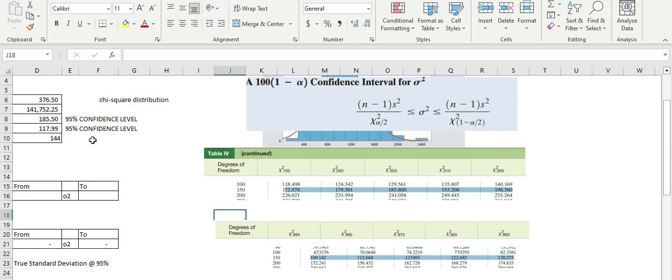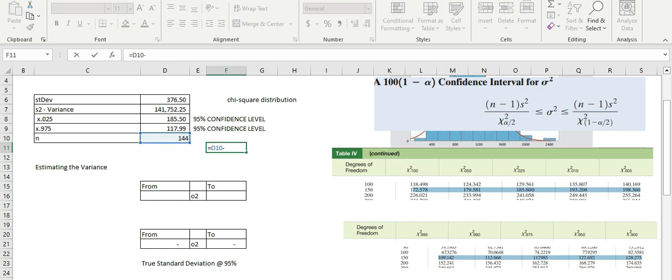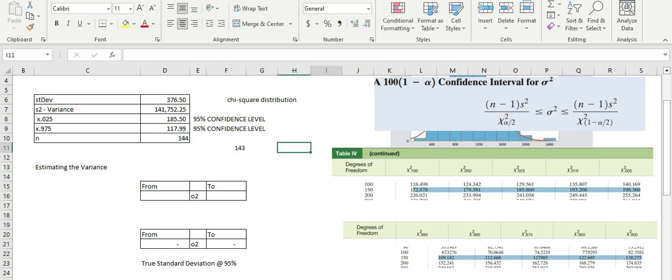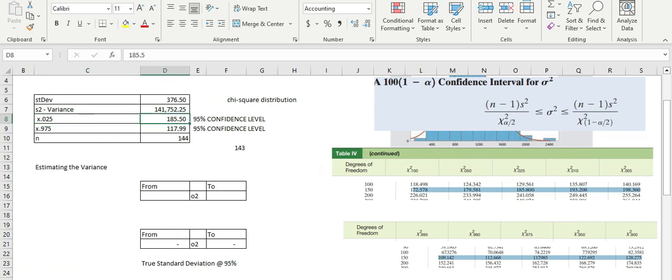Since this is 144 minus 1, this is 143. It is always n minus 1. That's the rule of the chi-square. It's 143, so the nearest number for 143 is 150. So we'll look for the chi-square 0.025, and it's 185.8.